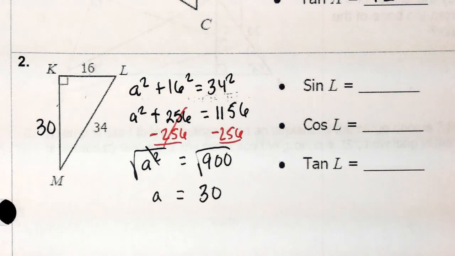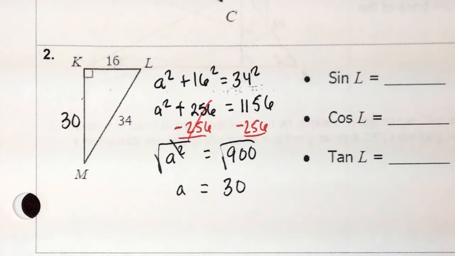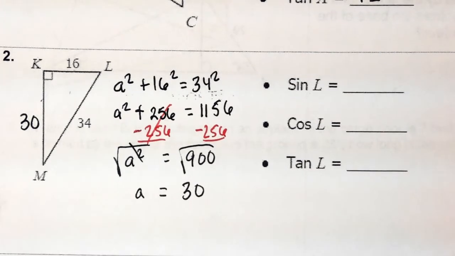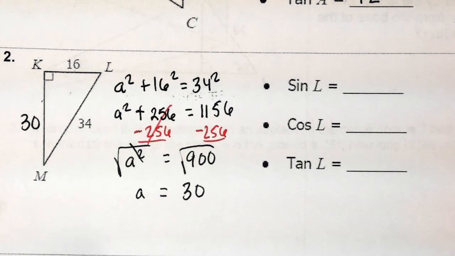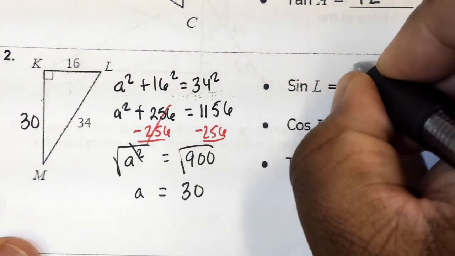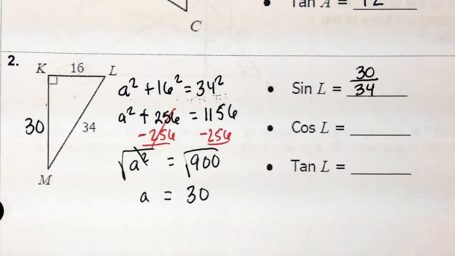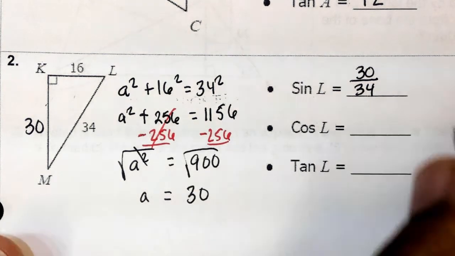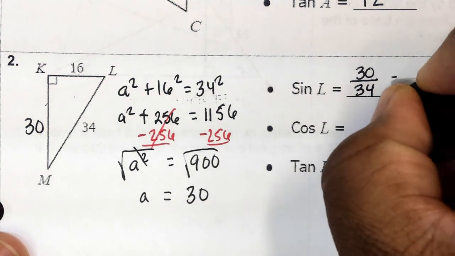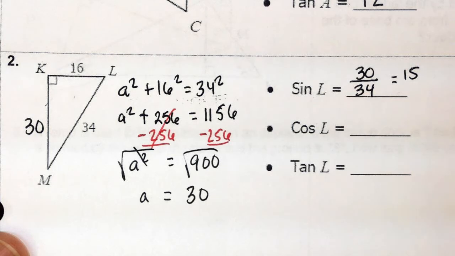Let's go, Jess. We're going from angle L. Angle L, we need to write a sine ratio. Good, 30 over 34. Jess, can we reduce that? Yeah, we can. It's two even numbers, so we can divide by 2. What's 30 divided by 2? 15. What's 34 divided by 2?